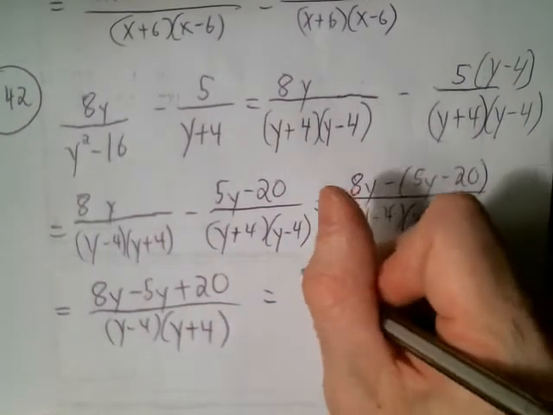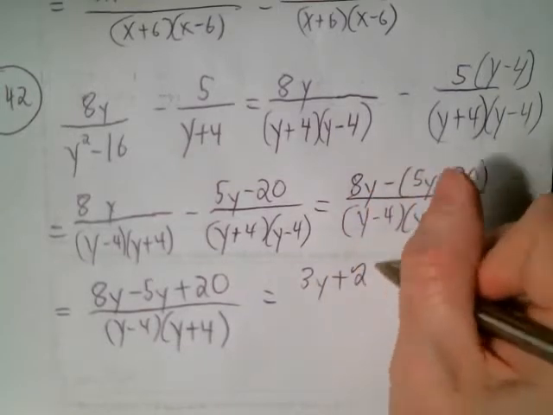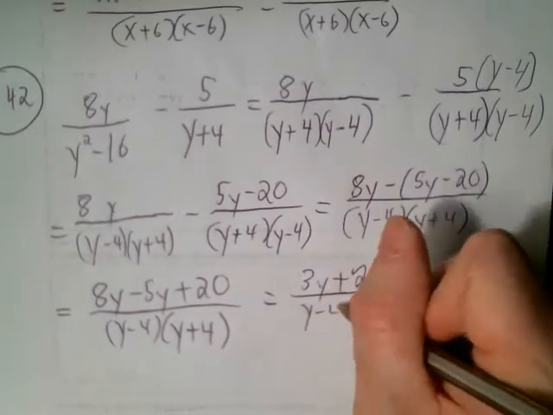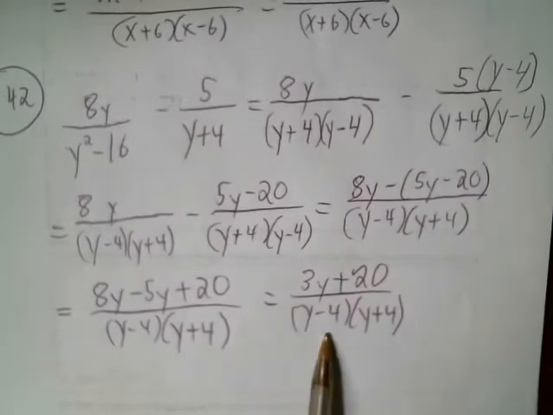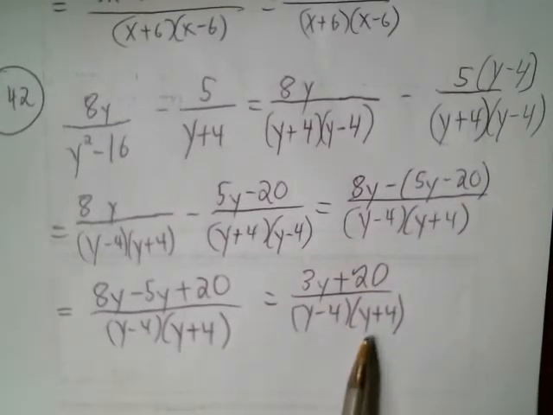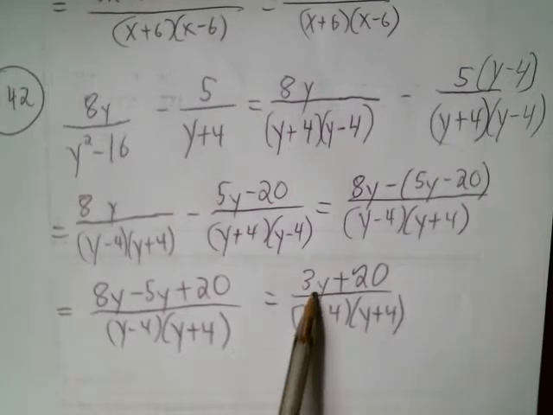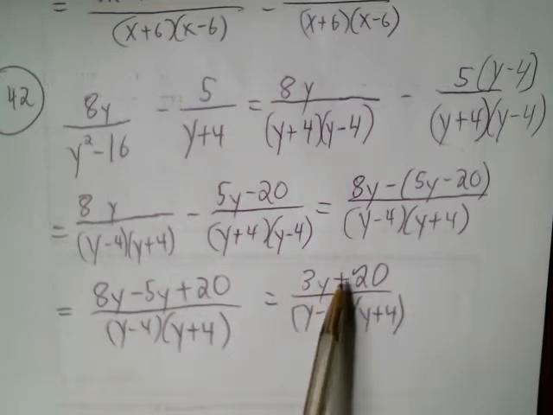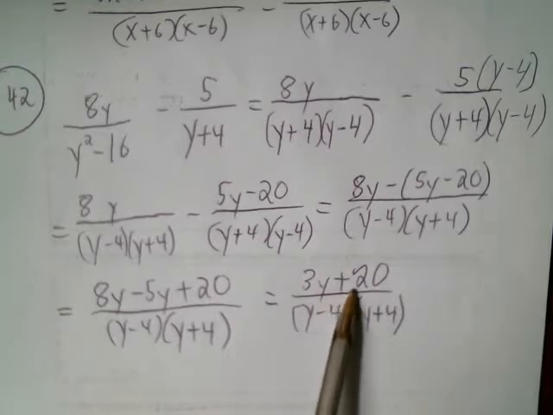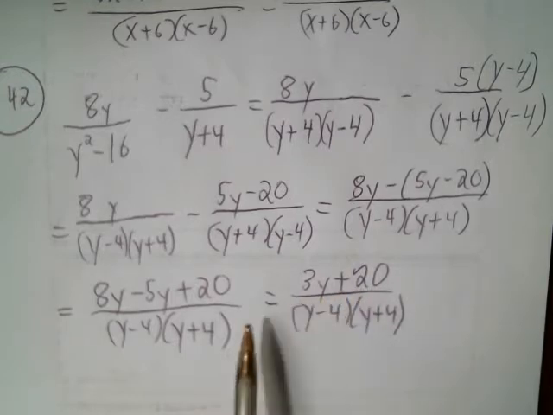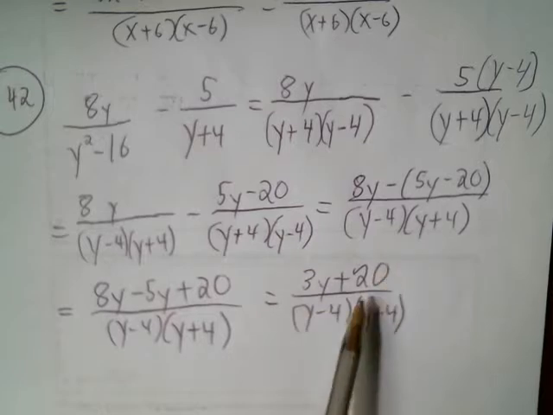Then 8y minus 5y is 3y plus 20. I think that's good. You don't have to multiply out the denominator. Leaving it factored like this is sometimes better. Again, you're always looking to see if there's a common factor on the top and bottom. This time you can't factor anything out of these two terms. There's no GCF, or greatest common factor. So there's no like terms here to cancel out.